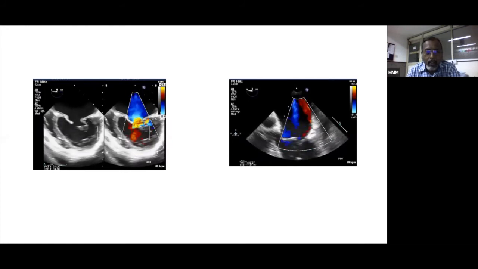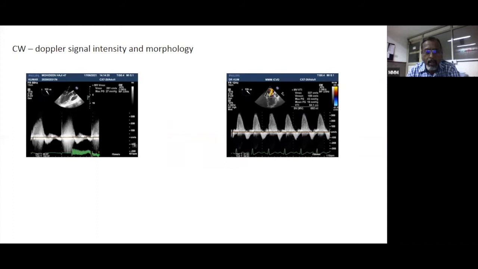Then comes the continuous wave Doppler signal intensity and morphology. You look at the intensity, whether it is dense or not, and at the morphology, whether it has a uniform density or not. If you have a uniform, dense, envelope-shaped Doppler signal, mostly it indicates severe MR.